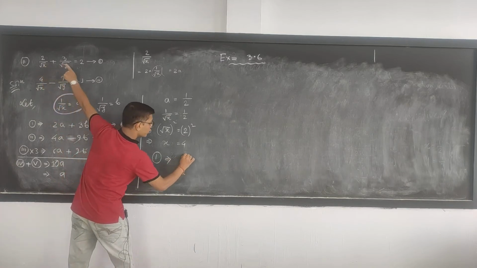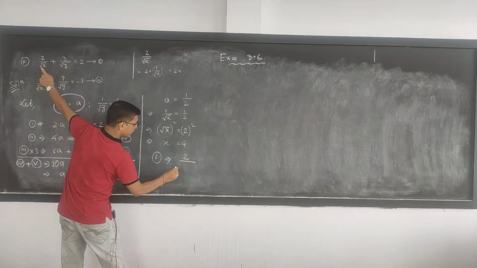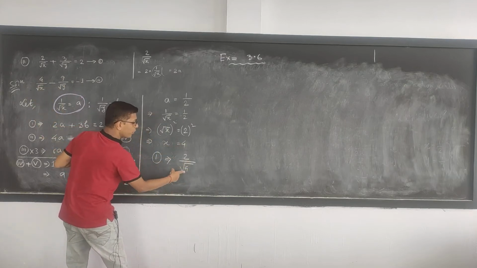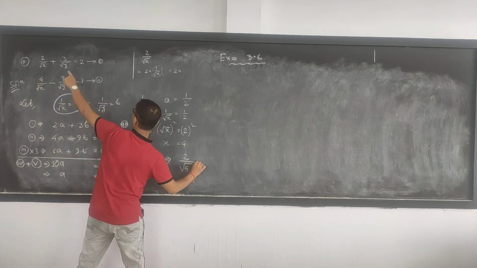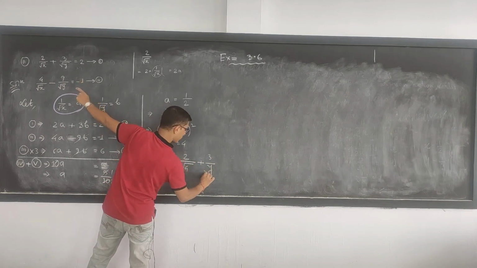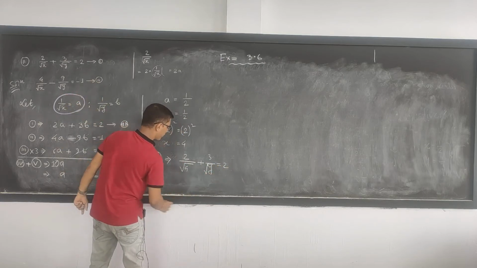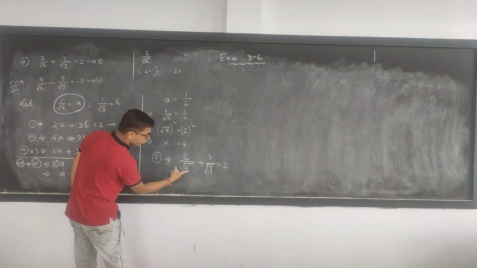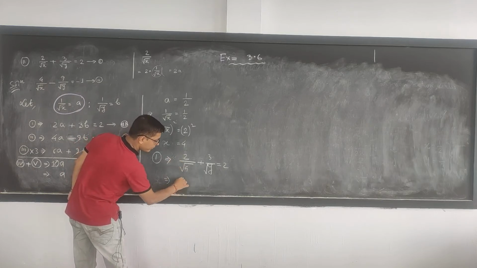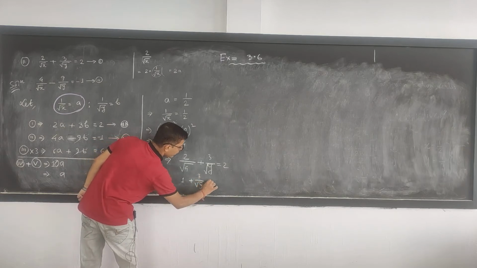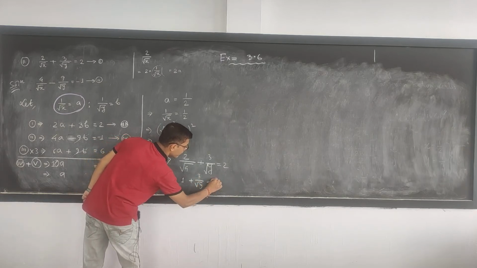what was 1? 2 by root over x. What is the x value now? That is 4. Root over 4 is, you know, that is 2. Then plus 3 by y root over y is equal to 2. Clear? Now this is 2. Root over 4 means 2. 2 by 2 is 1, directly you can write. Plus 3 by root over y is equal to 2.